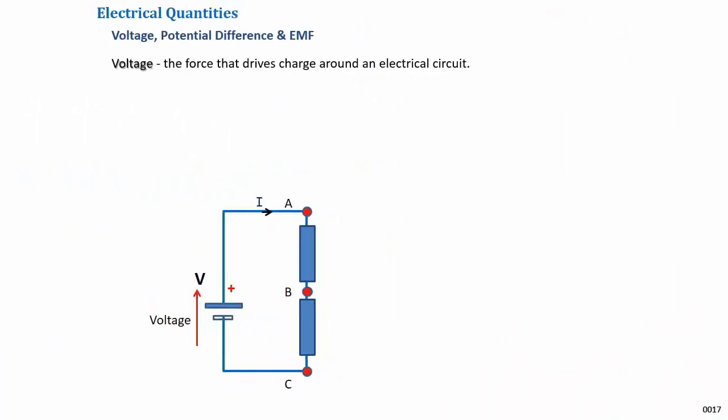Voltage may be referred to in a number of different ways. Generally, the term voltage is used to describe the force that drives charge around an electrical circuit. When we speak of a battery having a voltage of 1.5 volts, this is being quite specific about the battery's capacity to drive charge.